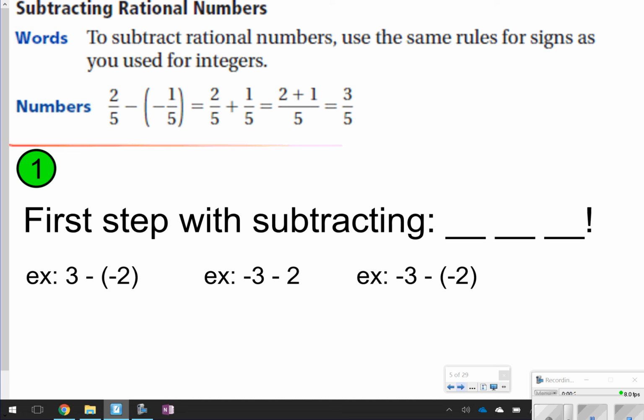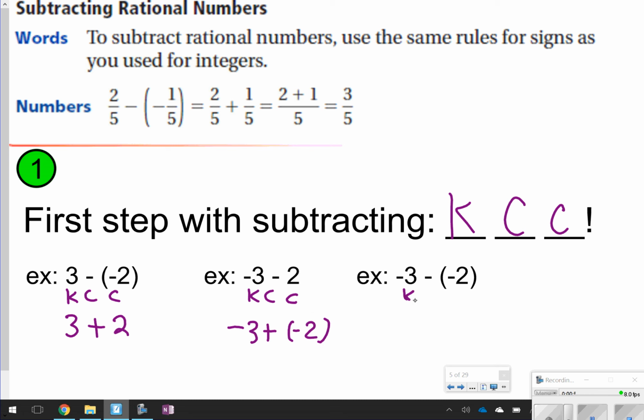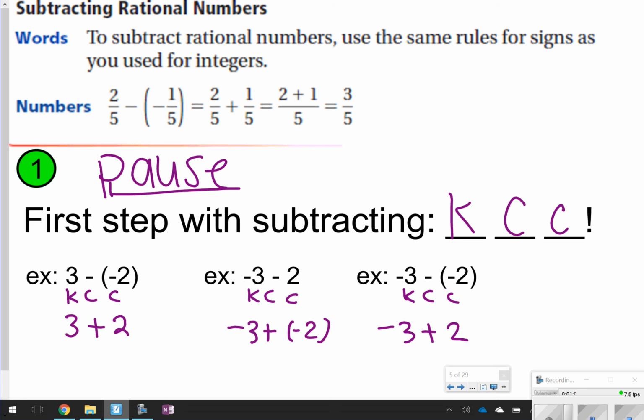that we use the same exact rules for subtracting fractions as we did for integers. So remember, with subtracting, you're going to do keep, change, change, or KCC. Remember, keep, change, change looks like this. If you have 3 minus negative 2, you'd keep 3, change subtraction to addition, and negative 2 to positive 2. Or here, keep, change, change, negative 3 minus 2 would be negative 3 plus negative 2. And then here, negative 3 minus negative 2 would be negative 3 plus positive 2. Go ahead and take time now to pause the video, write the step down, and then click play when you're ready to go on.